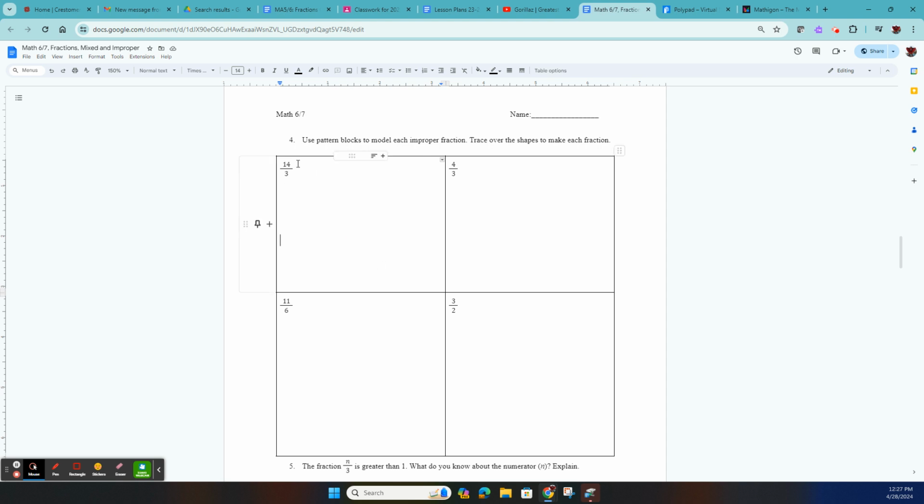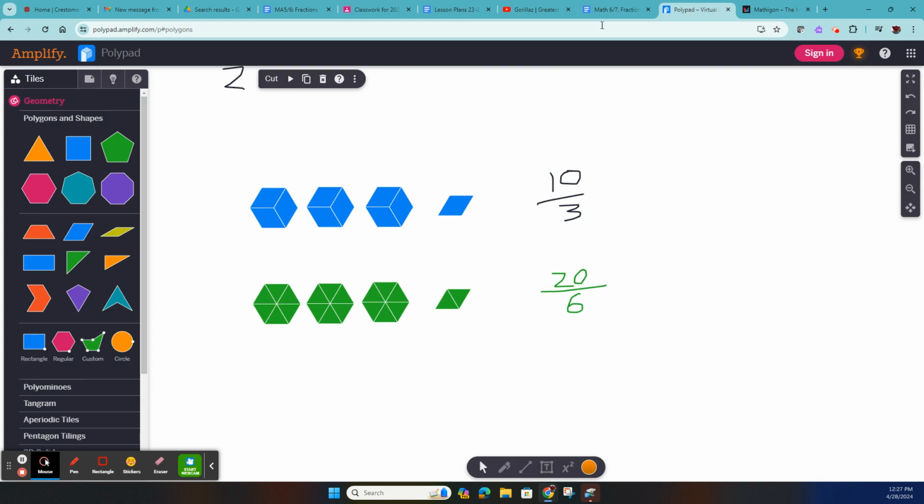So they want 14/3. Holy smokes. So I better get back to Polypad. Okay, I've already got 10 right here, so I'll just copy, paste. Cool. So 3, 6, 9, 12, 13. I just need one more. Awesome. Okay, so there you have it. 14/3. That's what that one should look like on your page.